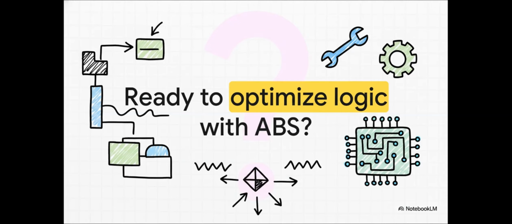It's a tiny instruction with a massive impact. So, how will you optimize your next PID loop using ABS?